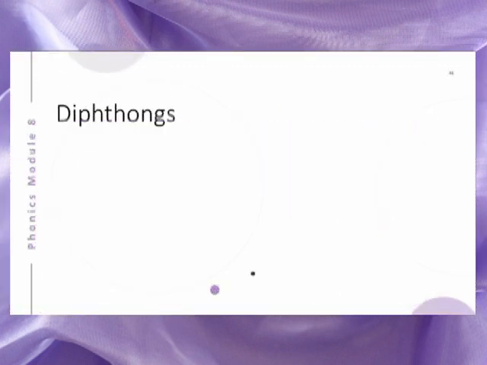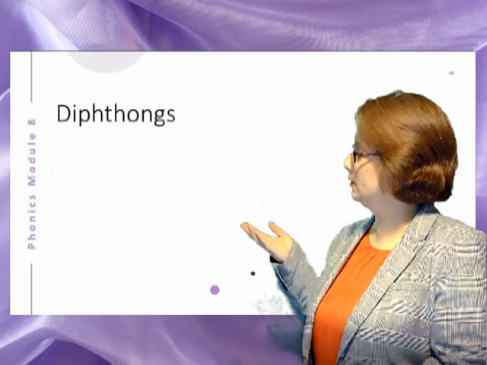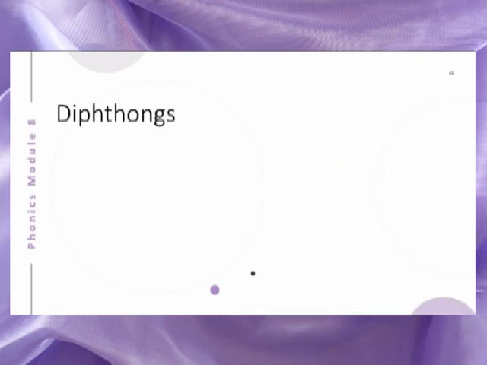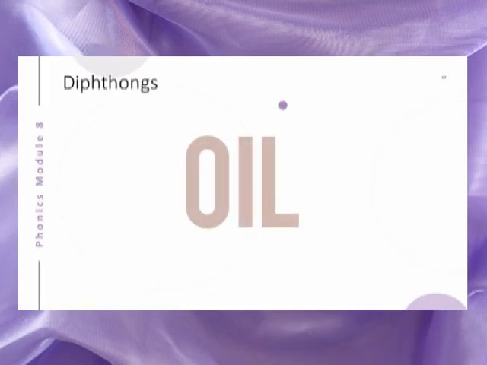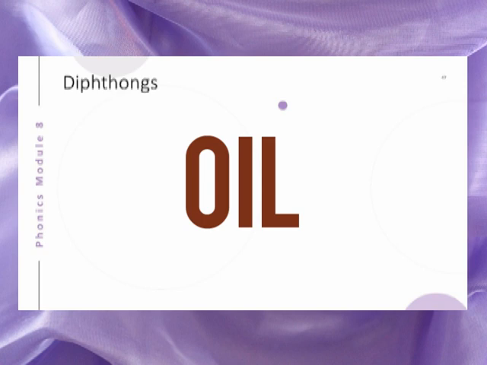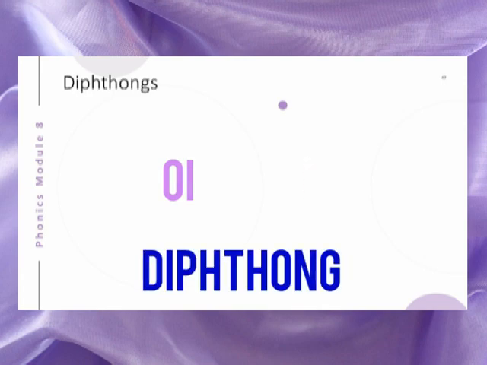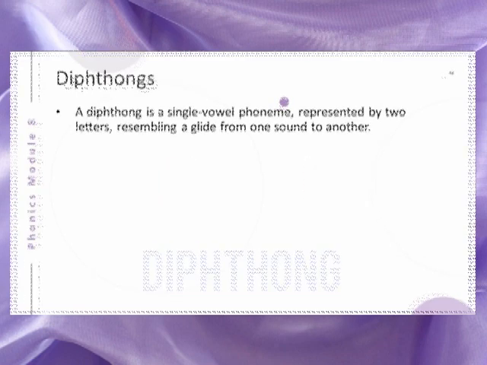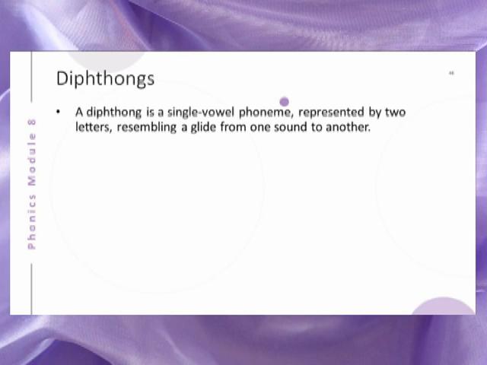We have been studying the vowel phonemes that are represented by single vowel letters. We will now turn our attention to those that are represented by a combination of letters. Say this word. The word oil is composed of 2 phonemes, 1 vowel and 1 consonant. They are represented by the graphemes OI and L. The OI functions as one phoneme called a diphthong. A diphthong is a single vowel phoneme represented by 2 letters, resembling a guide from one sound to another.